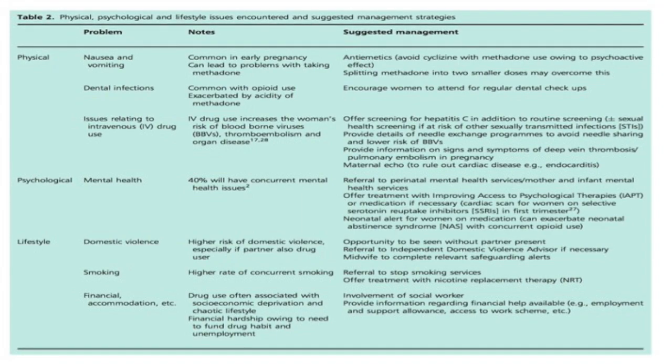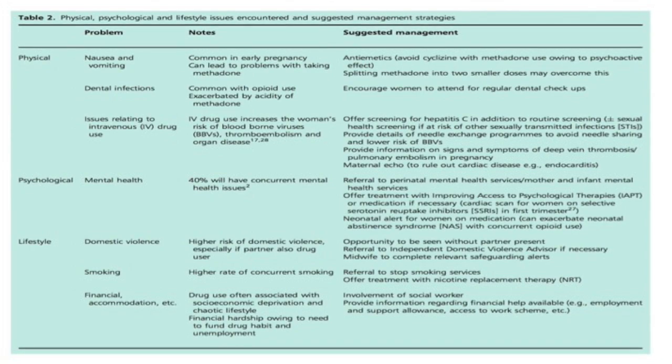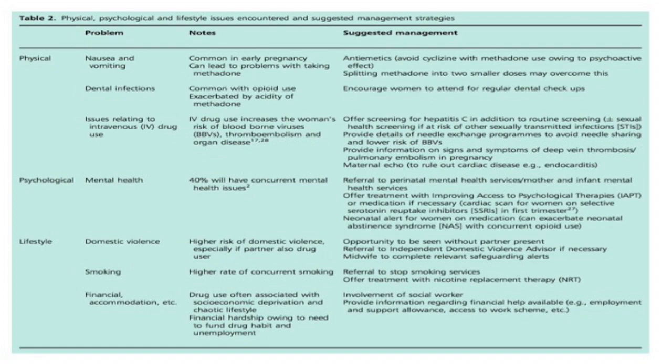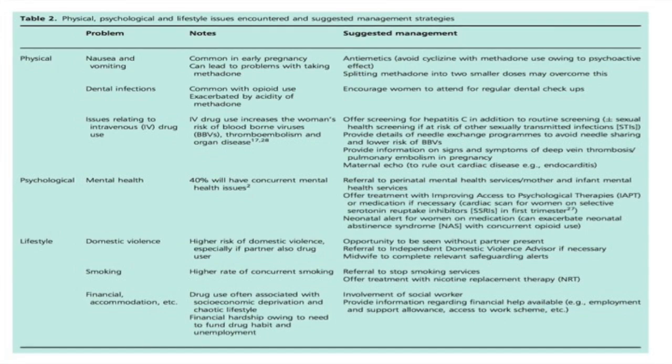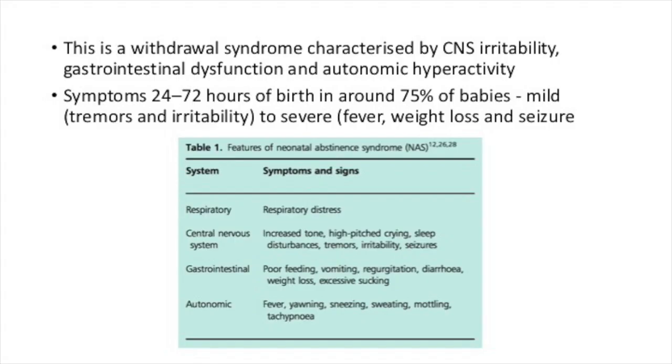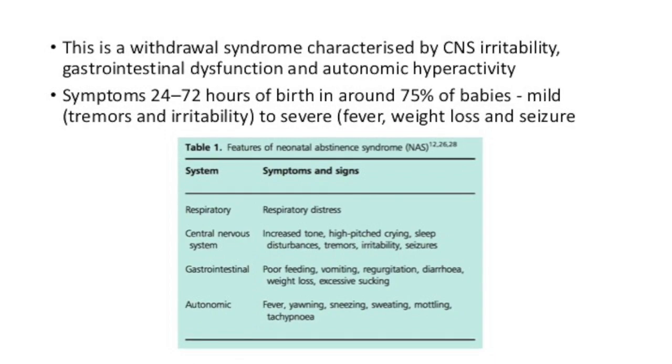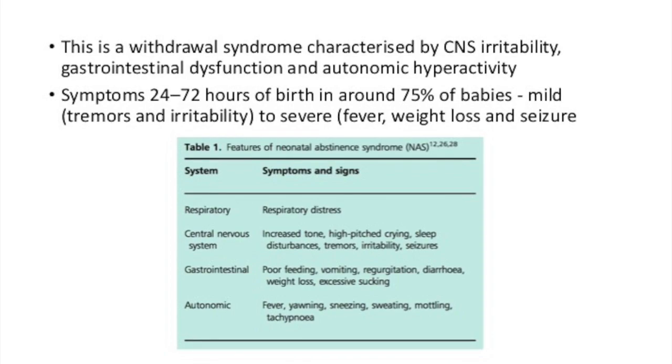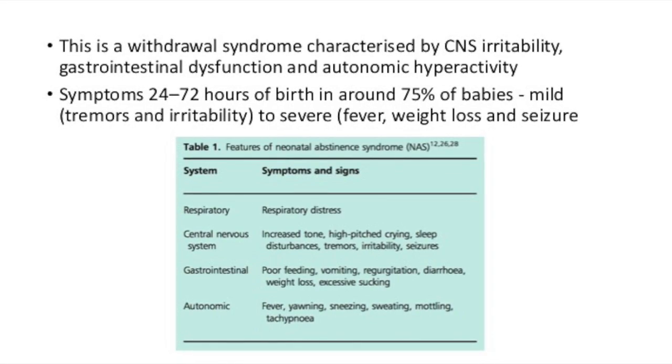The next lifestyle factor is smoking, higher rate of concurrent smoking, referral to stop smoking services, offer treatment with nicotine replacement therapy. The next lifestyle factor is financial and accommodation. Drug use often associated with socioeconomic deprivation and chaotic lifestyle. Financial hardship owing to need or to fund drug habit and unemployment. So involvement of a social worker, provide information regarding financial help available, for example employment and support allowance, access to work schemes, etc.